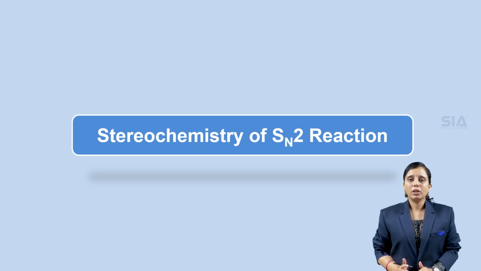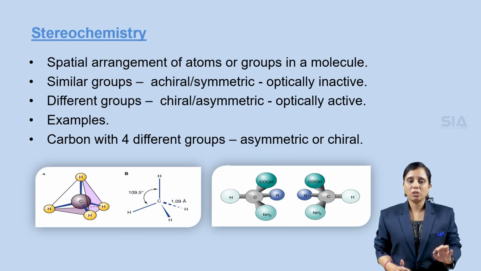The topic that we are going to deal with is the stereochemistry of SN2 reaction. As we already covered the SN2 reaction, how the reaction occurs, the mechanism, energy profile and all, now we see the stereochemistry. Now to understand the stereochemistry, first we have to know what is stereochemistry.